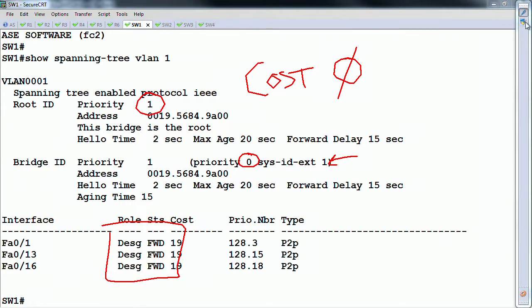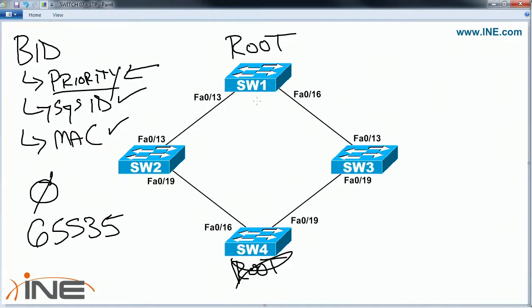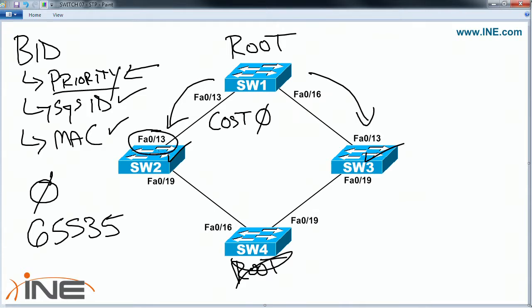If we were to look at the other switches now, switch 2 and switch 3, switch 1 inside of its BPDUs is saying, I have a cost of 0 to reach the root. So you now take whatever value is configured on your interface, add it to my cost value. That's what your end-to-end cost, or what your root path cost would be to reach the root bridge, or to reach me.